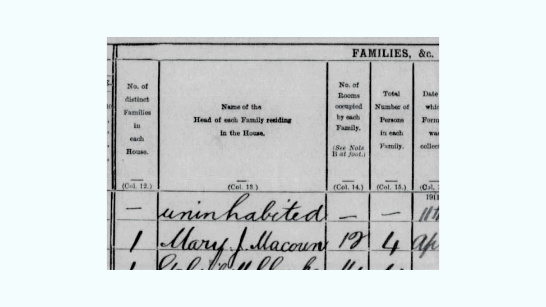In the final section, headed Families, etc., there are 2 columns which will be of particular interest to house historians. One recording the number of families in each house, and another giving the number of rooms which were occupied by each family.